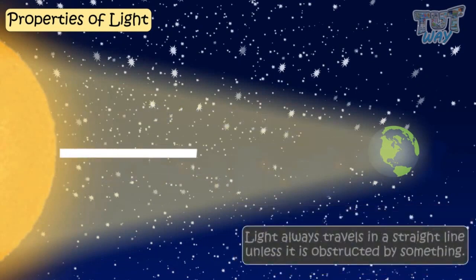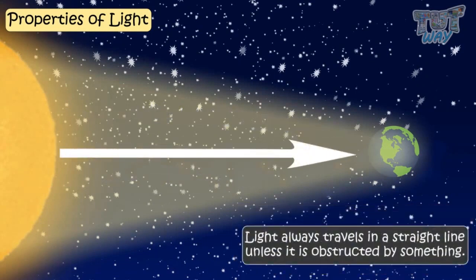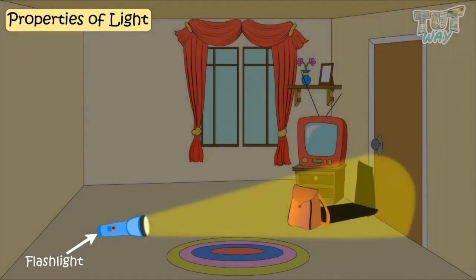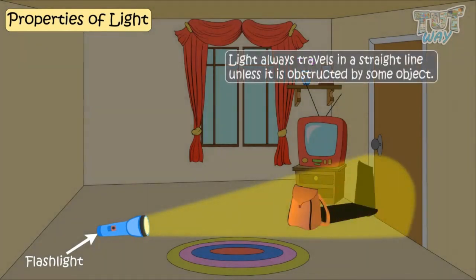Light always travels in straight lines unless it is obstructed by something. Take a normal torch and switch it on. What do you see? Light always travels straight unless it's obstructed by some object. Here is another way to demonstrate that light travels in straight lines.